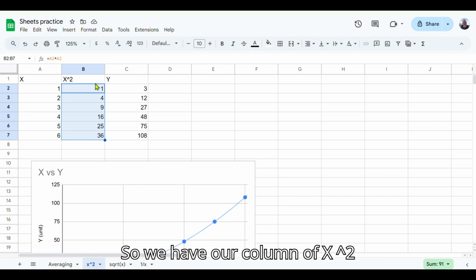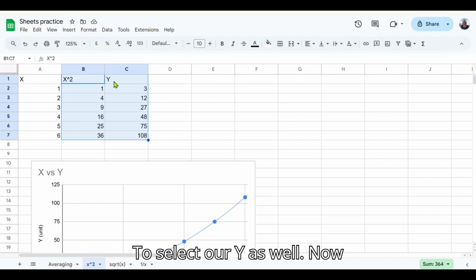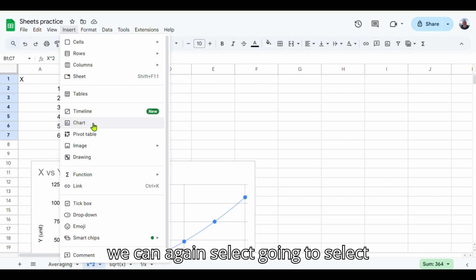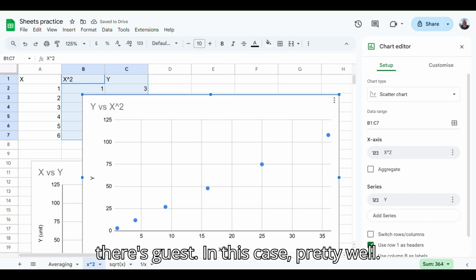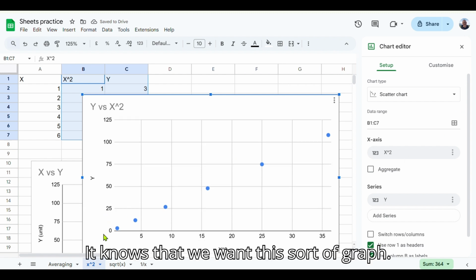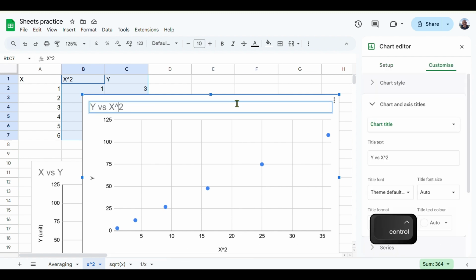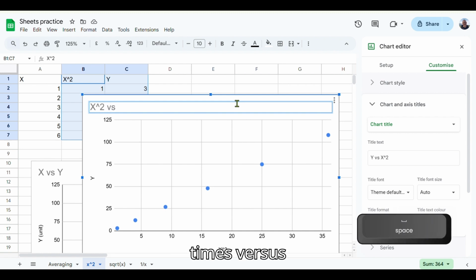So we have our column of x squared data now, and we're going to drag over to select our y as well. Now we can again select insert chart, and there it's guessed, and it's guessed pretty well. It knows that we want this sort of graph. It's given us our title, which we are going to change by double clicking. Remember, we want independent versus dependent.